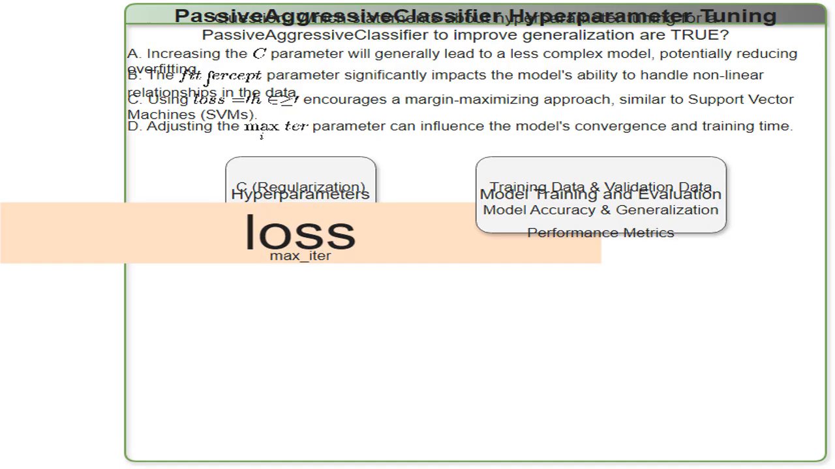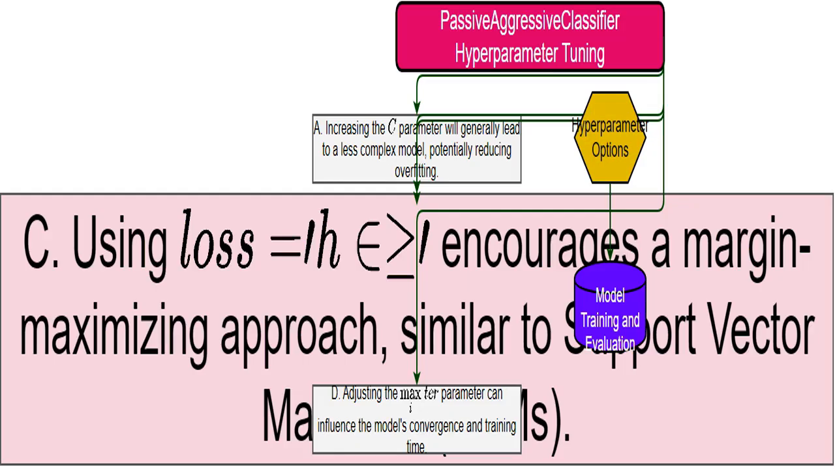wide margin of confidence. I'll explain the hyperparameters we use to fine-tune a passive-aggressive classifier model. Think of these as knobs and dials you adjust to optimize the model's performance. We'll focus on 4 key hyperparameters: "C", "fit_intercept", "loss", and "max_iter".